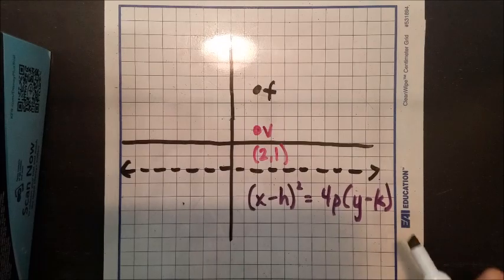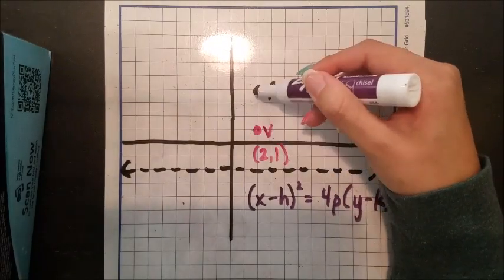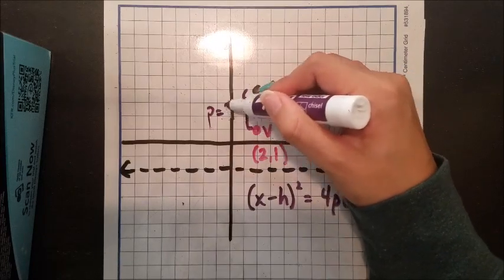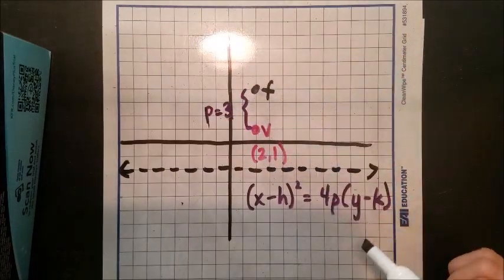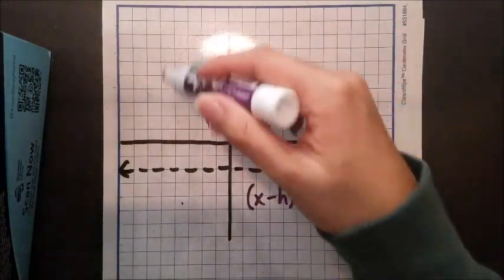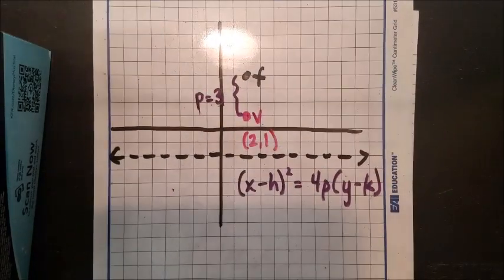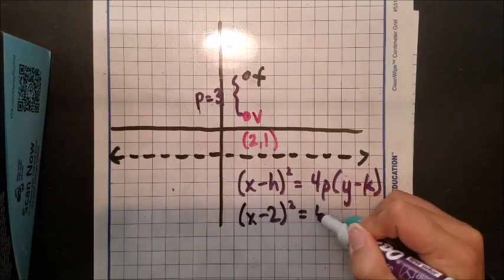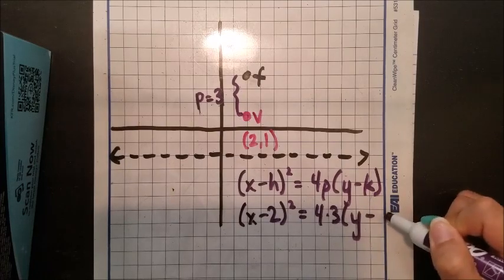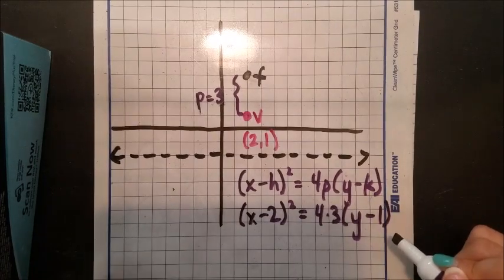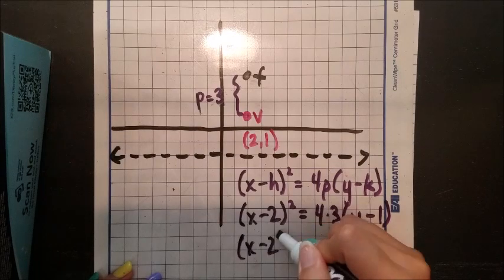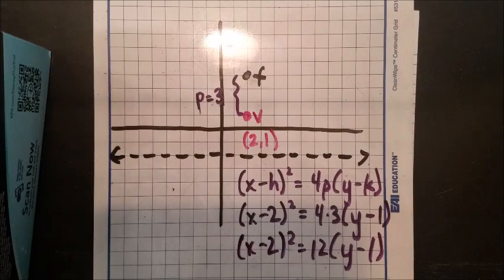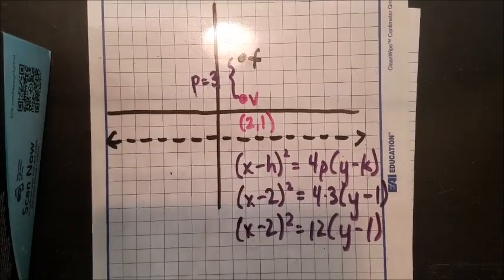I have the vertex, I just need p, so I can just count from my vertex to my focus, or from my vertex to the directrix, and it looks like that distance right there is 3. 1, 2, 3. Okay, and it's facing upwards, so that means p should be positive. So plugging that into my equation, along with the vertex, I have x minus 2 squared equals 4 times 3 times y minus 1 by plugging in the vertex. So multiplying that out, here's my equation in standard form. I got x minus 2 squared equals 12 times y minus 1.